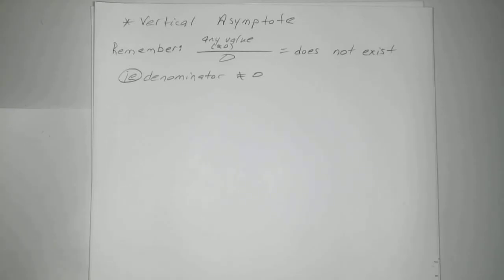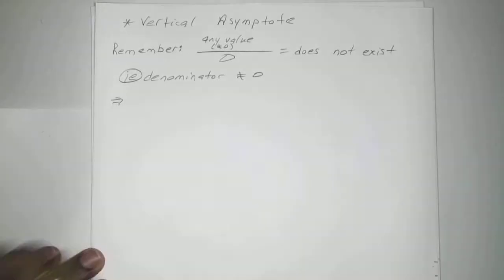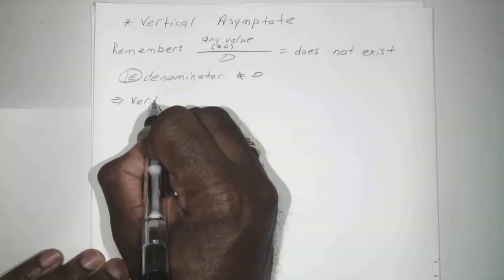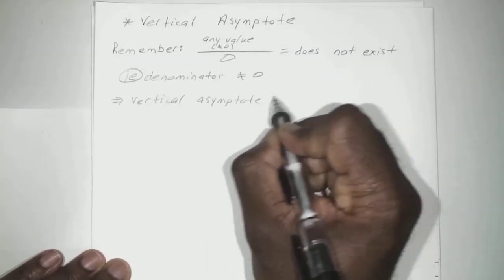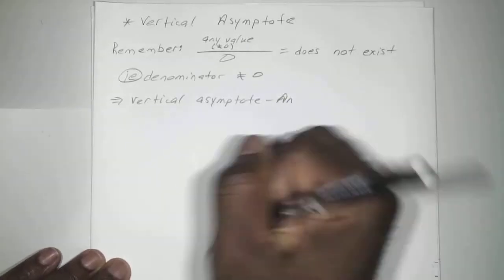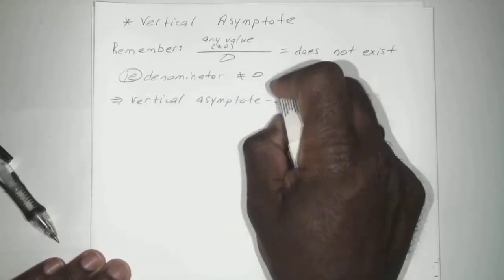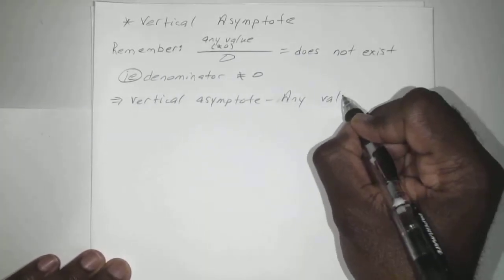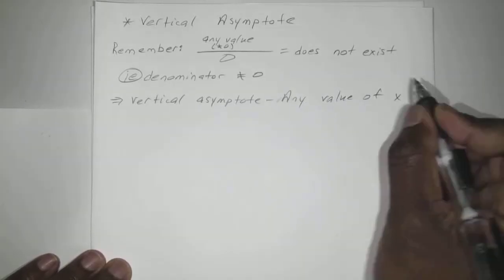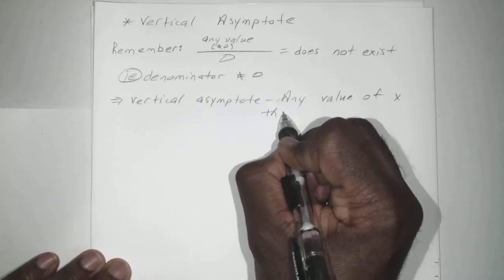Okay. So that means when you're given, I guess you could say, a rational expression, you know your denominator can never equal 0, and that would be your vertical asymptote for your graph. So your vertical asymptote is any value of x that will make your denominator equal 0. Yeah, right down here.